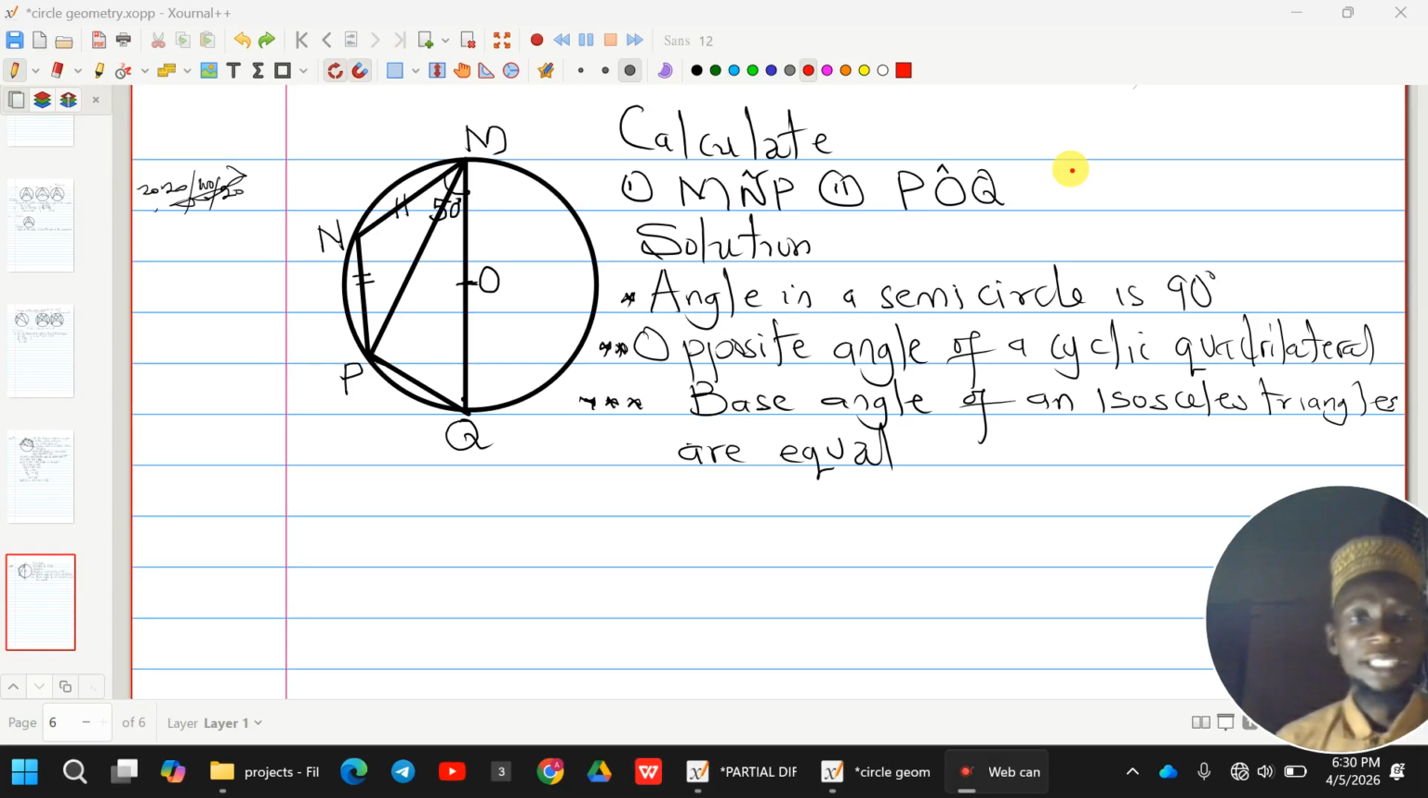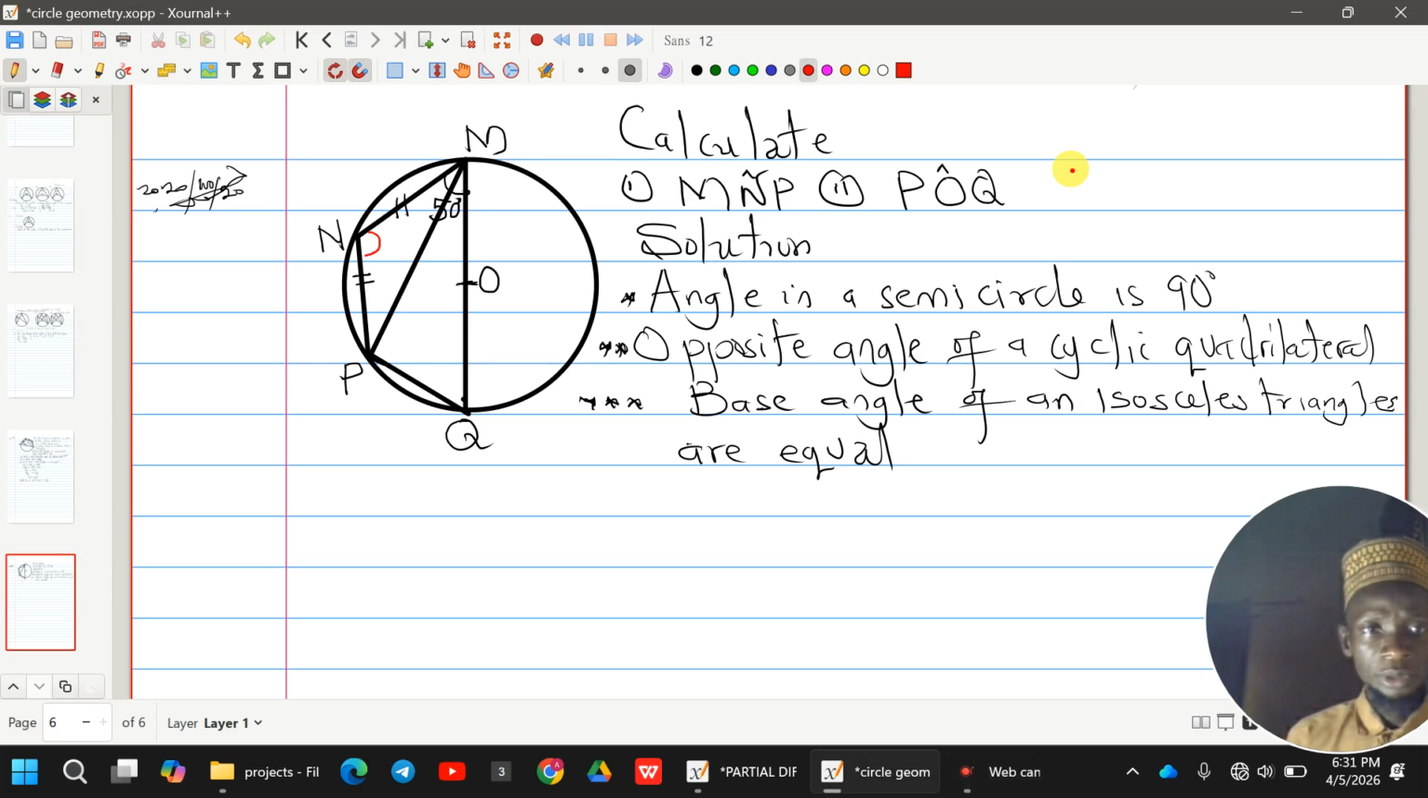So now look at this question under the circle geometry. I'm solving this one because of one of my particular students, so that everybody will also benefit from this question. Now the question says calculate angle MNP. That is my MNP.